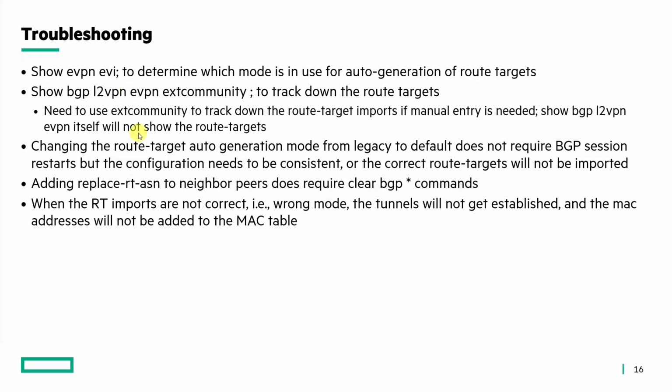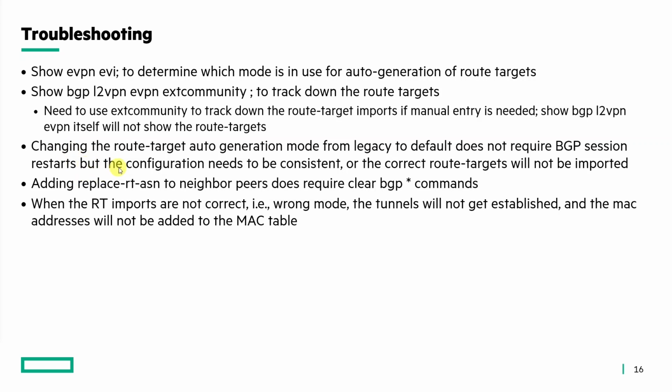And just the extra note here, you need to use the external community command because otherwise the route targets themselves won't be shown in just the show BGP L2VPN EVPN command. So this is useful again to track down the route targets. And we've already mentioned this from a troubleshooting perspective. And we've already made mention of these two issues here.